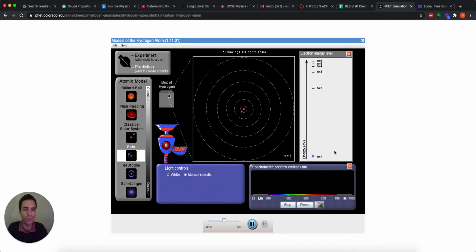And on the right over here, we have a graph of which energy level the electron is at now. So right now the electron is at level 1, but it could be at level 2, level 3, level 4, 5, 6. And down here, this is the spectrometer. When this atom emits light, it will show up on that graph at the different color. So let's turn on the light and we'll see what happens. I'm just going to let this go so we can watch for a minute.